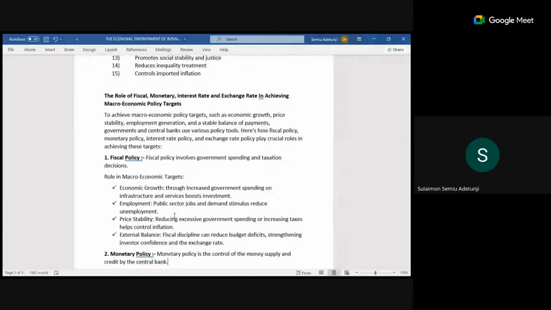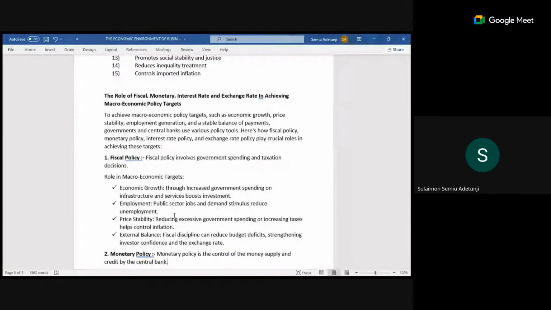Normally, we know fiscal policy is the policy that is made to regulate inflation and tax and the likes. So they play a role in economic growth through increased government spending, infrastructure and services that boost investments. Then also employment: public sector jobs and demand stimulus reduce unemployment.